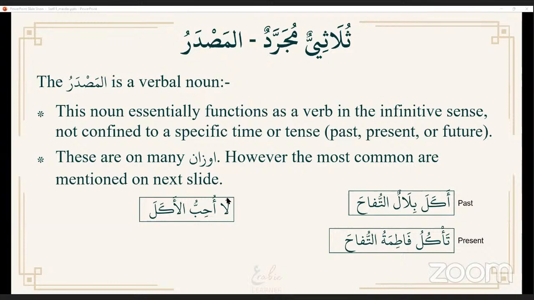La uhibbu. La is a negation. La uhibbu: I do not like. Al akal: I do not like eating. Al akala. Now what is al akala here?